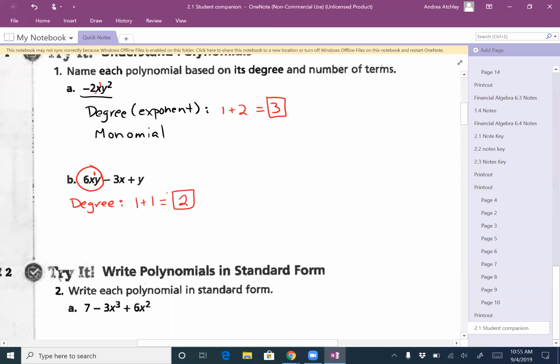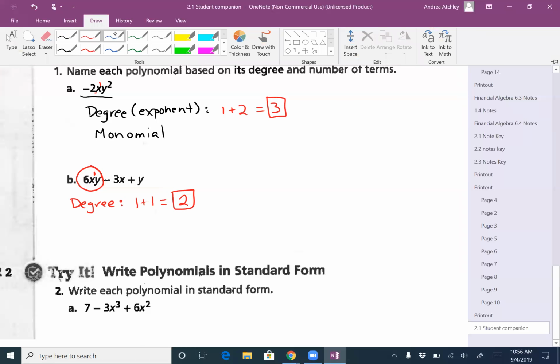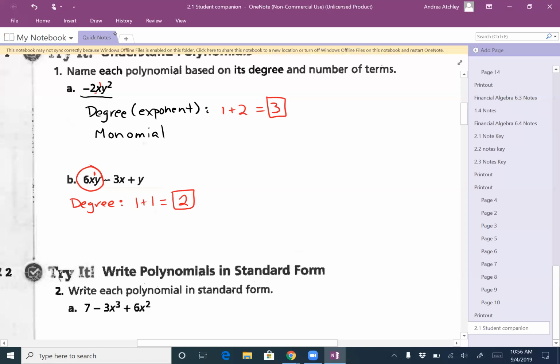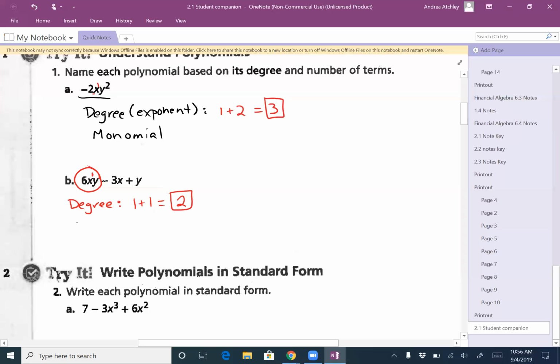Yes? So yes, technically x and y have an exponent of 1. So it does have an exponent even though it's not written in there. When you're looking at it, since there's 2 variables there, you know it's going to have a higher degree than, say, the ones with just 1 variable. Any questions over that? Then we look back at our notes, and there are 3 terms. What do we call something with 3 terms? Very good, a trinomial.